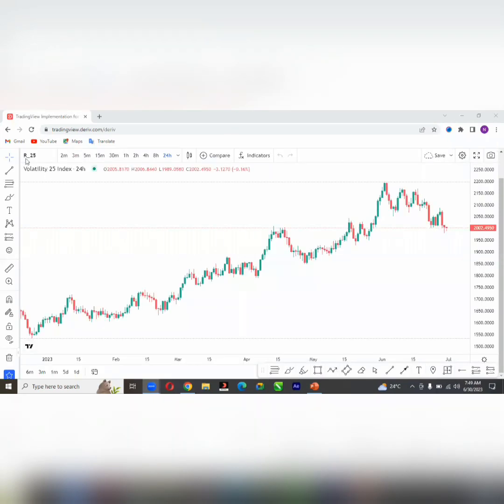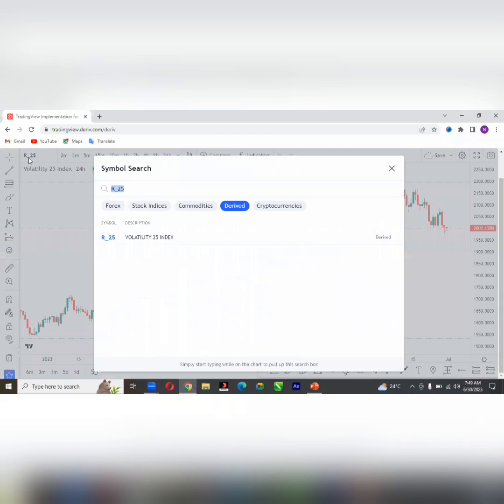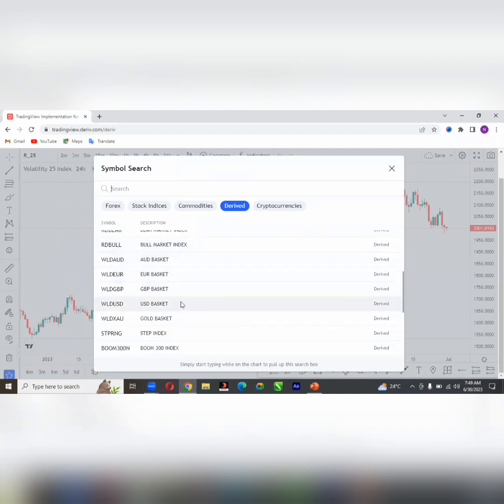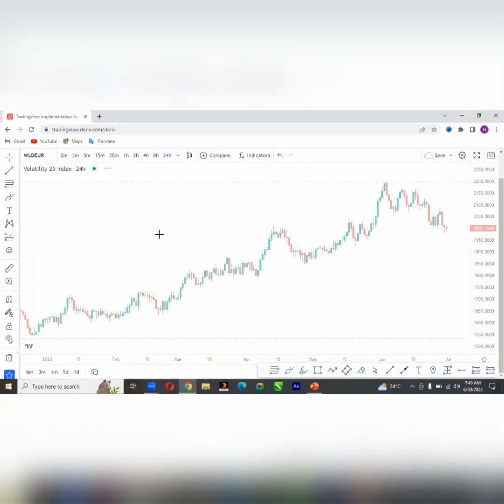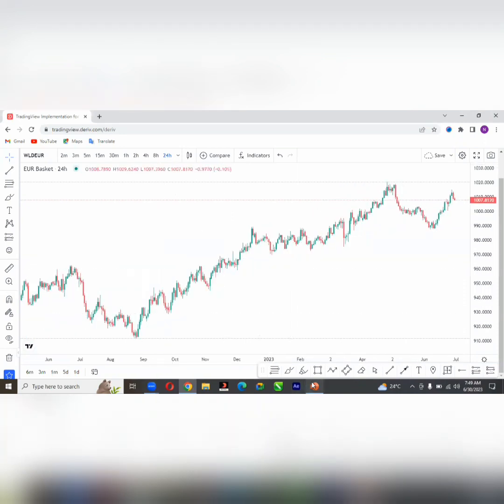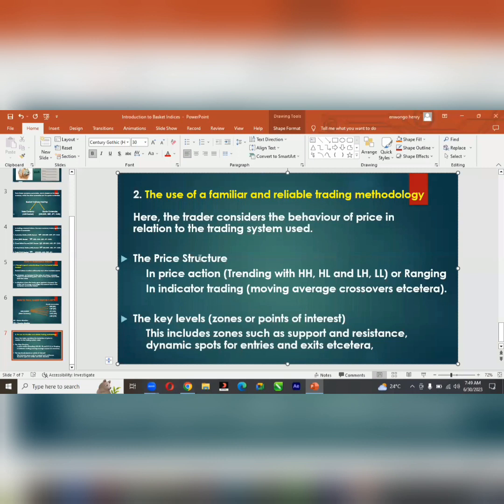Okay, so we just go straight to look for our basket indices. So let's look at pound index or dollar index. Let's pick one. Let's pick euro. Okay, so looking at this guy, remember what we talked about? We are looking at price structure.